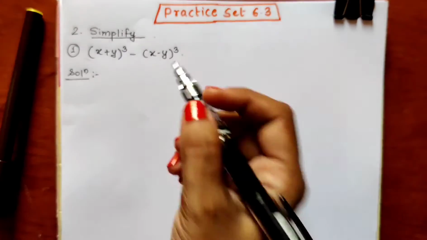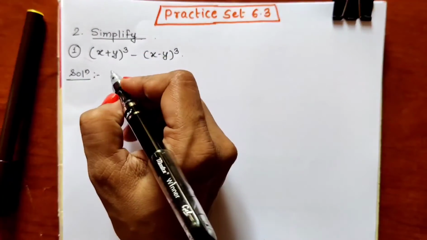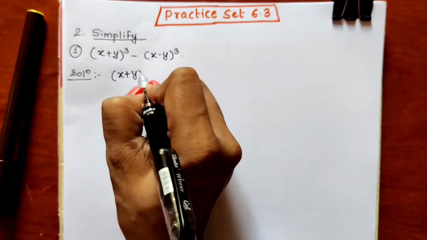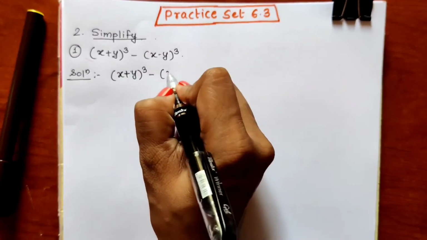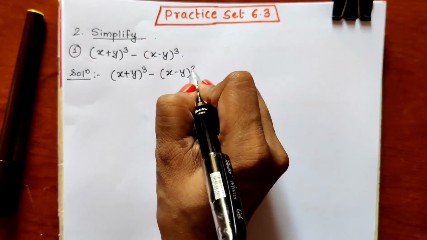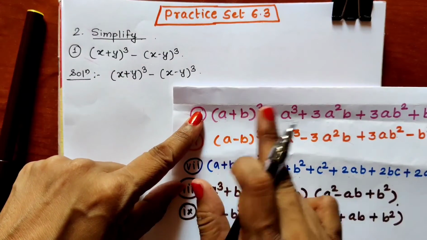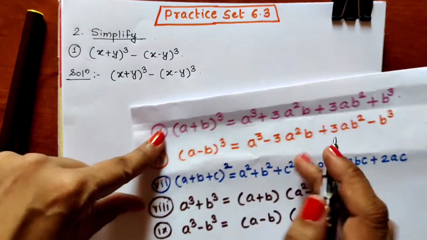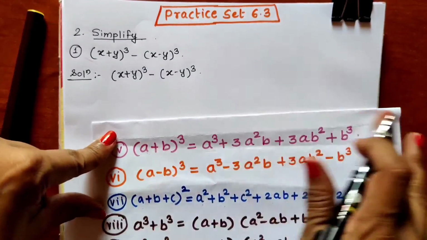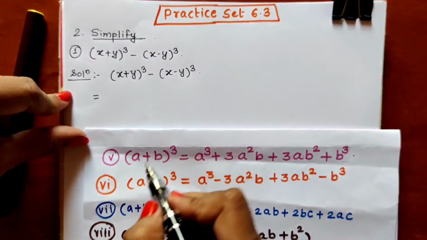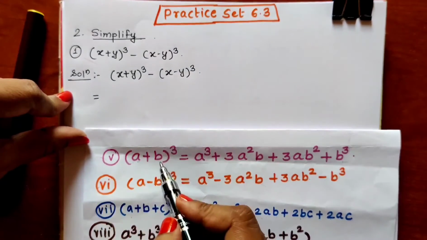So I have written the question here. We will have to start the solution. In the solution, write the question again. x plus y whole cube minus x minus y whole cube. So as I have told you, we will have to apply these two formulae, a plus b whole cube and a minus b whole cube. So for the first bracket, our a is x and our b is y.